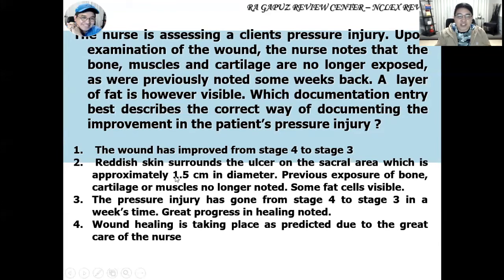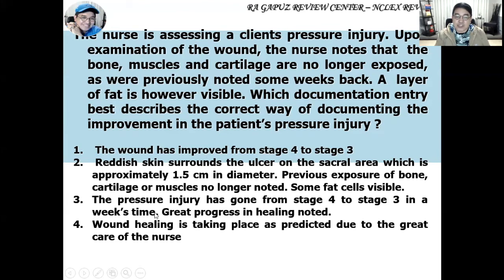Option 2: Reddish skin surrounds the ulcer on the sacral area, which is approximately 1.5 centimeters in diameter. Previous exposure of bone, cartilage, or muscles no longer noted. Some fat cells are visible. This is very descriptive. Option 3: The pressure injury has gone from stage 4 to stage 3 in a week's time. Great progress in healing noted.